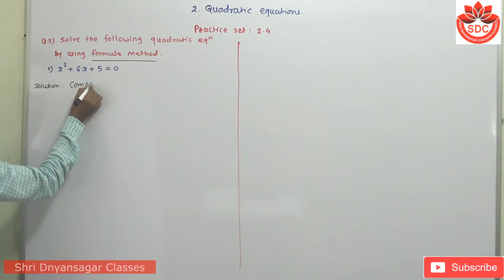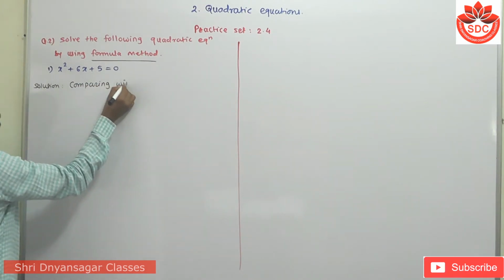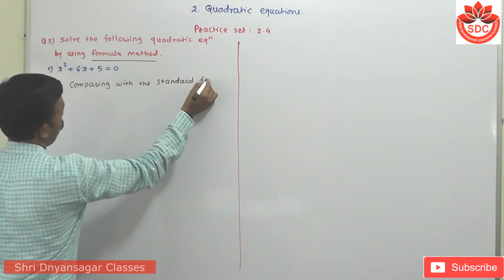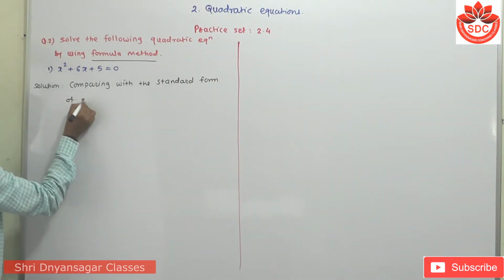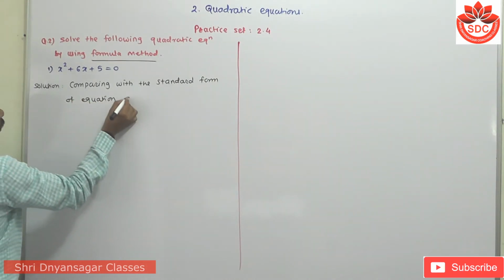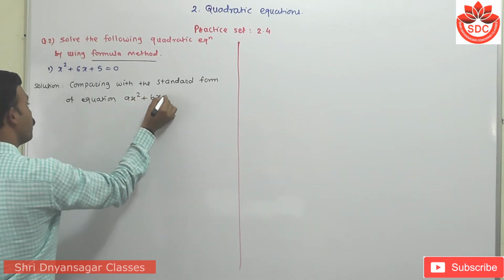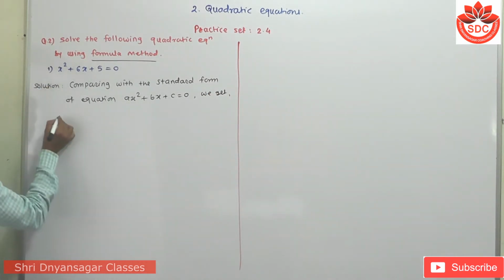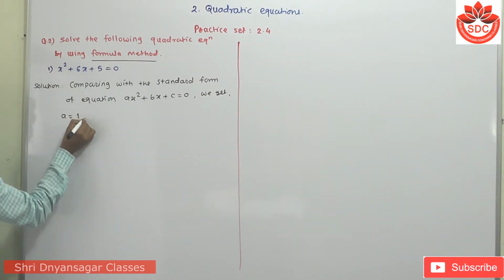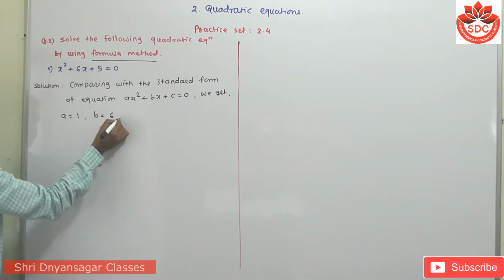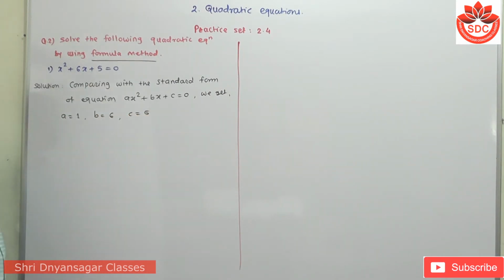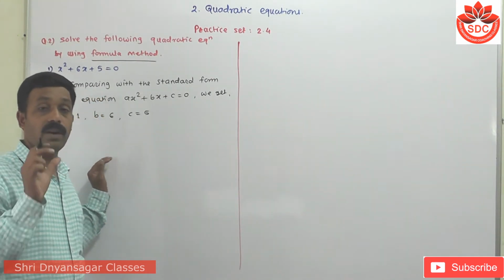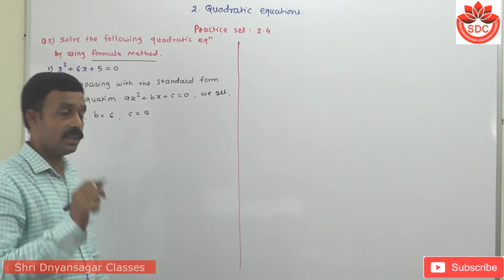First compare this equation with the standard form of equation ax square plus bx plus c is equal to 0. We get the value of a is 1, value of b is 6 and value of c is 5. Student, to solve this question, first we have to find out the value of b square minus 4ac separately.